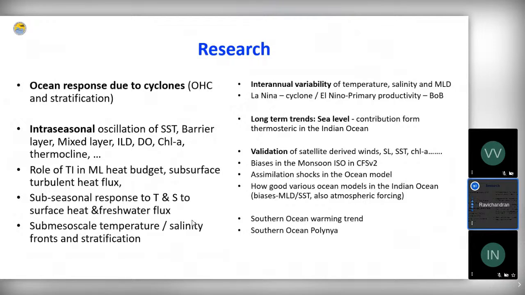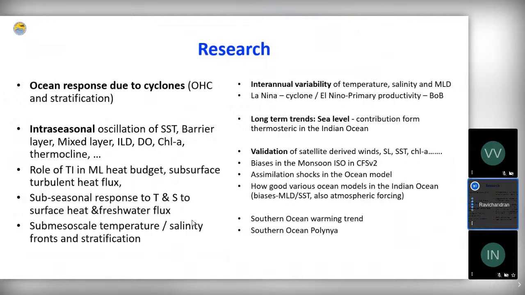All this variability, how it happens at different times in the Bay of Bengal and Arabian Sea, as well as in the equatorial Indian Ocean, we are able to study and document. And also the role of thermal inversion in the mixed layer heat budget, and also the subsurface turbulent heat fluxes, which we normally don't measure. So if we measure it, we can see how important this turbulent heat flux is. Some of the observations from the mooring microstructure have been incorporated, and that has given a lot of clues on the importance of turbulent heat flux.